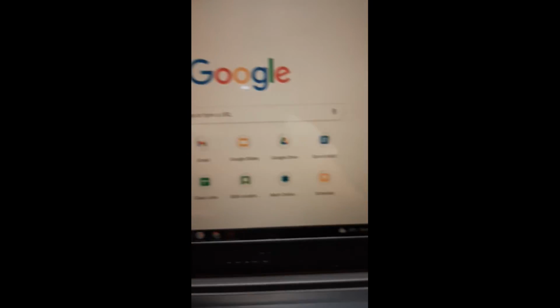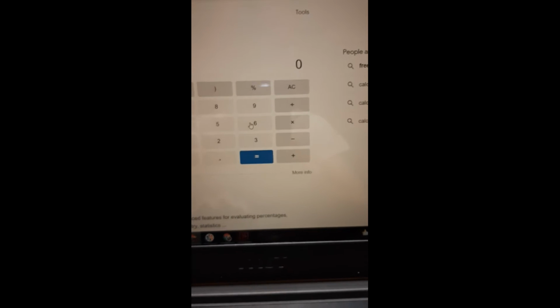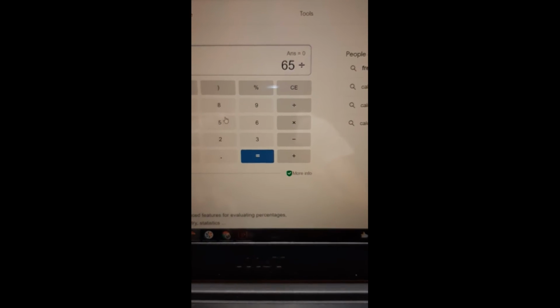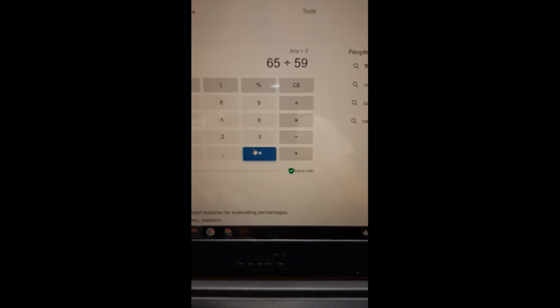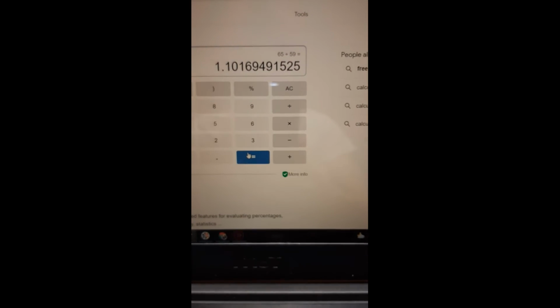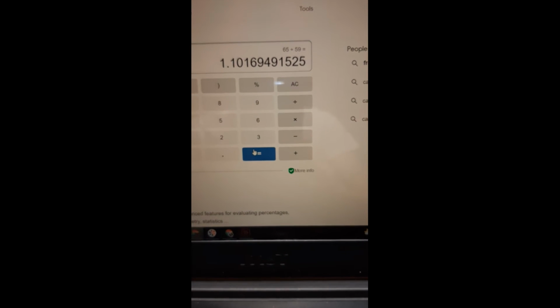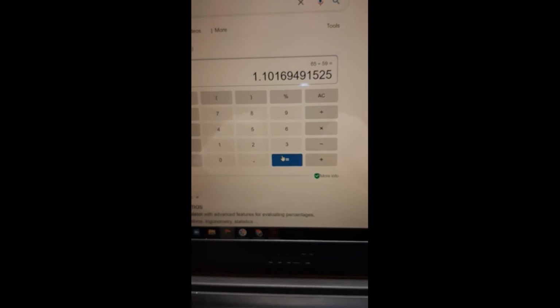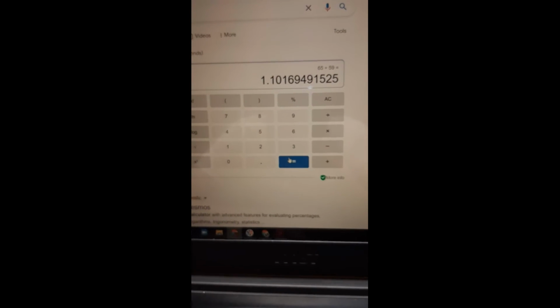So, let's just calculate that using our favorite Google calculator. 65 divided by 59 equals 1.101. So let's just say that the density of my water is 1.1 g per cm cubed.